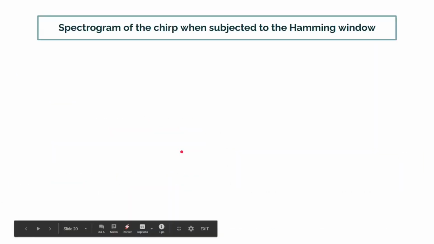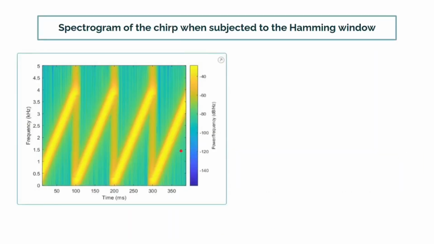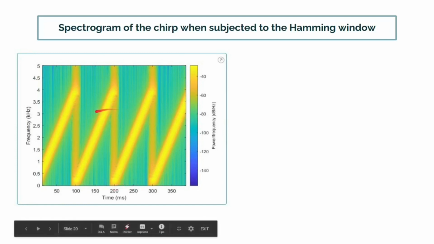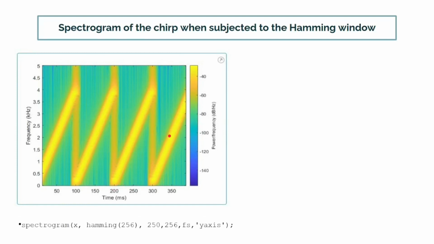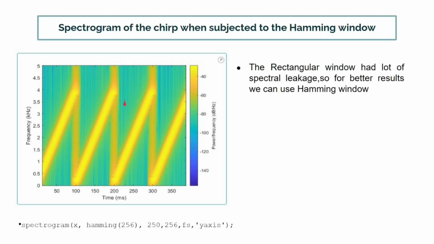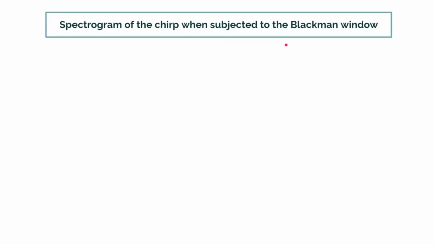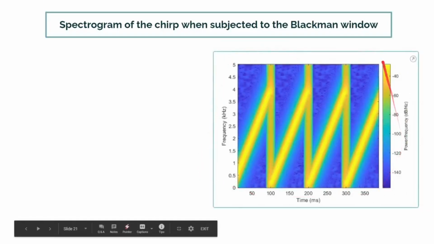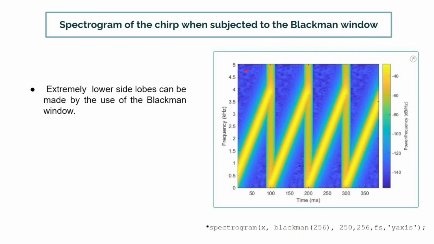To reduce the spectral leakage, we can subject the signal to a Hamming window. This is the spectrogram we get after using the Hamming window, and this is the MATLAB code. Here we can see that the spectral leakage is less compared to the rectangular window, but the frequency resolution has also decreased. To reduce the side lobes even lower, we can use the Blackman window. This is the spectrogram we get after using the Blackman window, and this is the MATLAB code. Here we can see that the side lobes are extremely small and the main signal really sticks out.